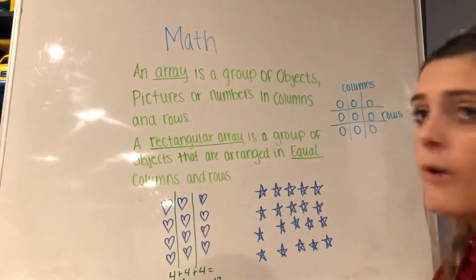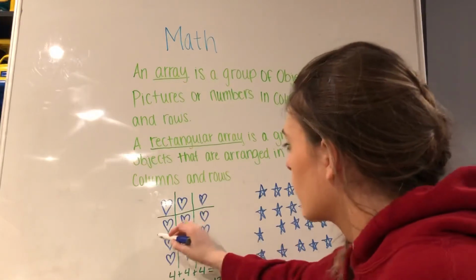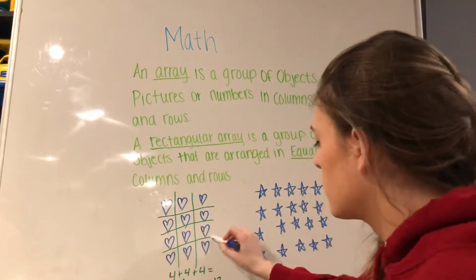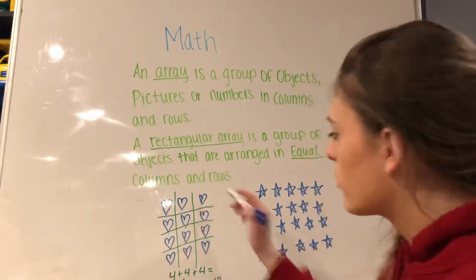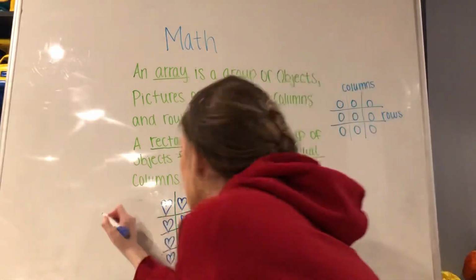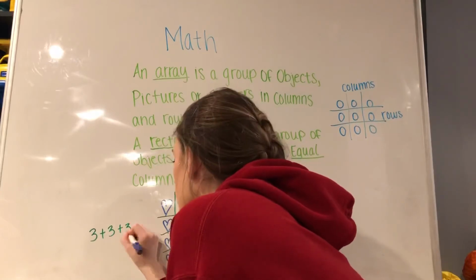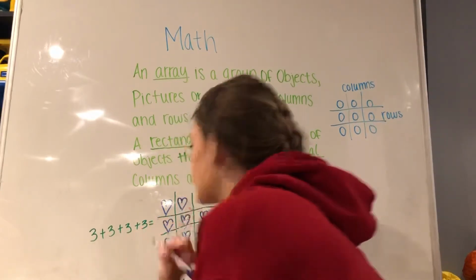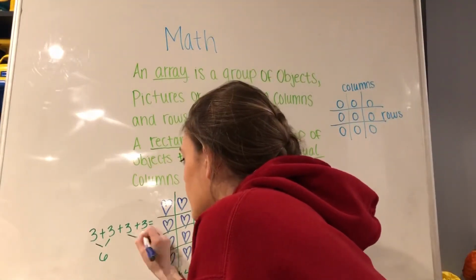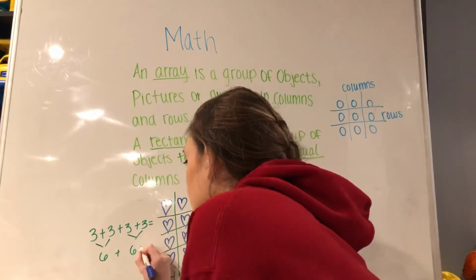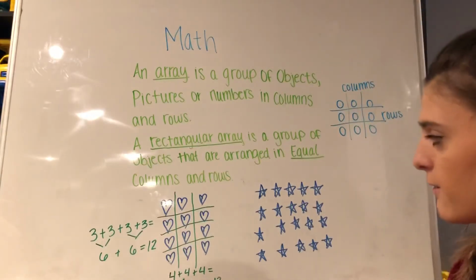And now let's look at our rows. We can also call these groups. So we have 1, 2, 3, 4 rows. And in each row we have 1, 2, 3 hearts. So this is going to say 3 plus 3 plus 3 plus 3 equals. And we know that 3 plus 3 is 6, 3 plus 3 is 6, and 6 plus 6 is 12. And that's our answer for that one.